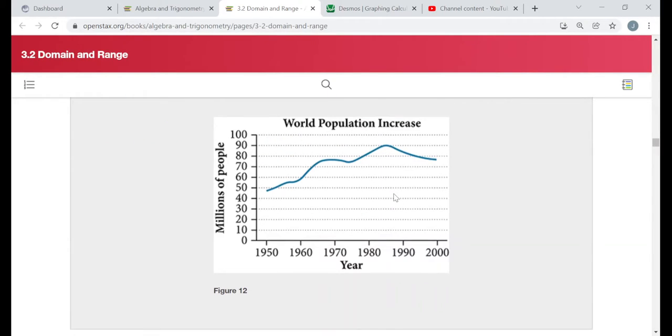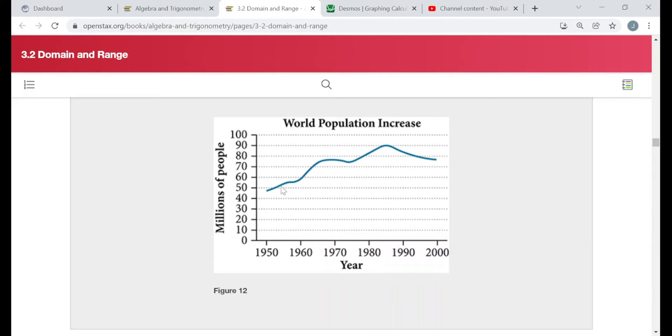Again, domain is going to be values along the horizontal axis. The horizontal axis typically represents the input values of a function. And the range will be representing values from the vertical axis. The vertical axis usually represents output values for a function.